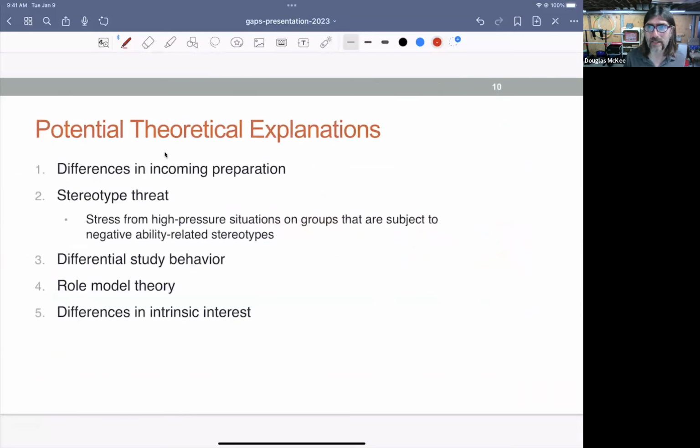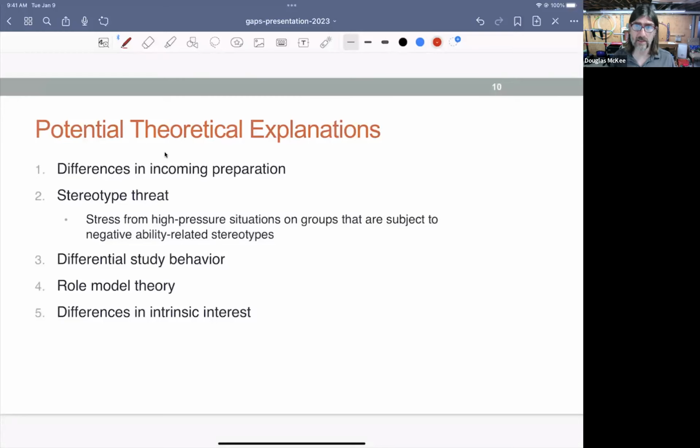Okay, and so we have 5 potential explanations here, and I'm sure with an audience this big, there will be more that you can suggest, but I'm just going to lay out 5 here. So the first one is maybe it's differences in incoming preparation. Maybe what's happening is the URM students are coming in and they have weaker math skills, or they just don't have the kind of preparation that the other students have. Okay, and we have decent measures of preparation, so we're going to look at that.